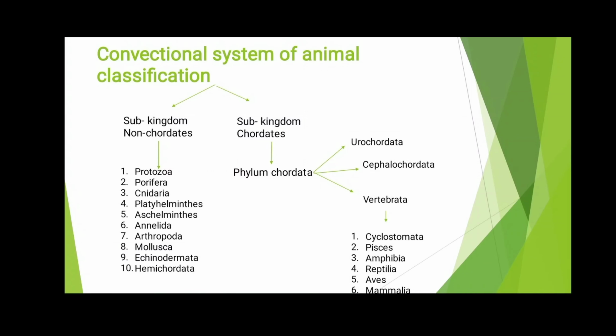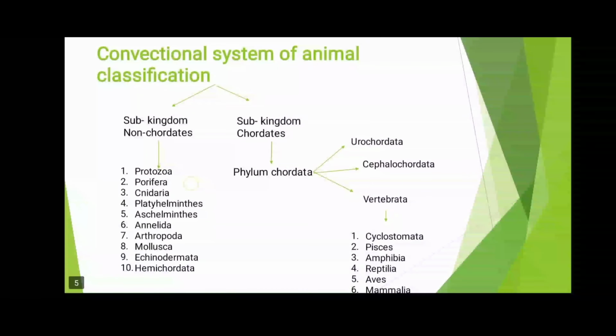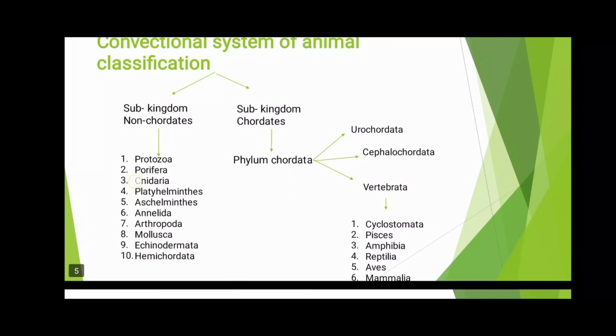There are 6 classes. How many classes? 6 classes. First one is Cyclostomata. Second one is Pisces. Third one is Amphibia. Fourth one is Reptilia. Fifth one is Aves. And sixth one is Mammalia. Okay, everyone got it? Yes, ma'am.